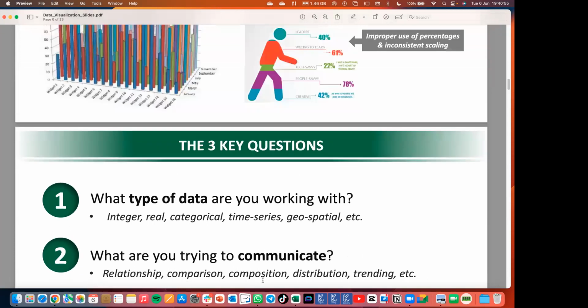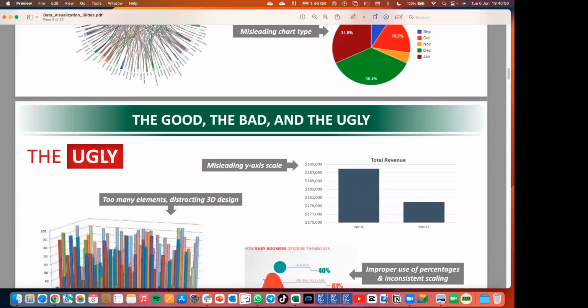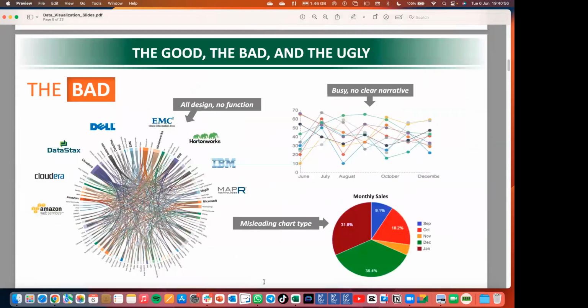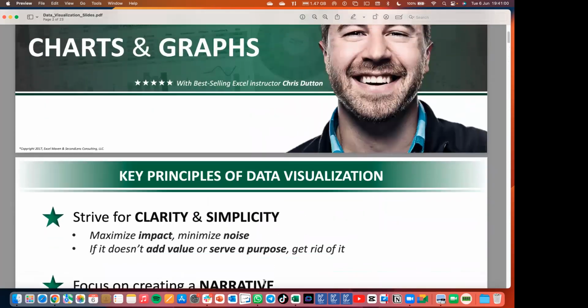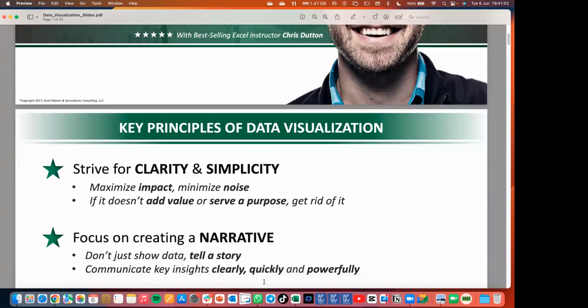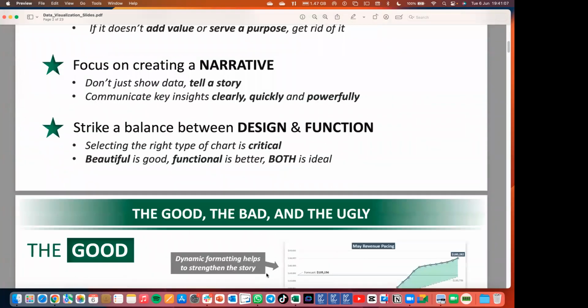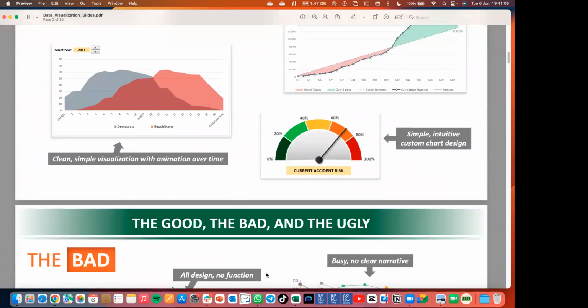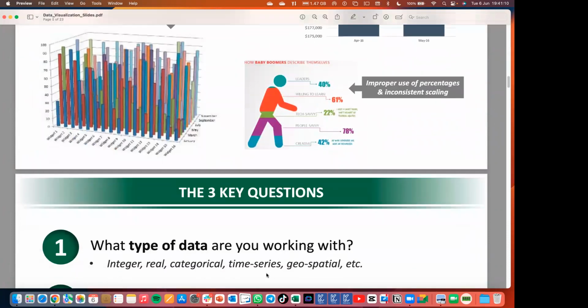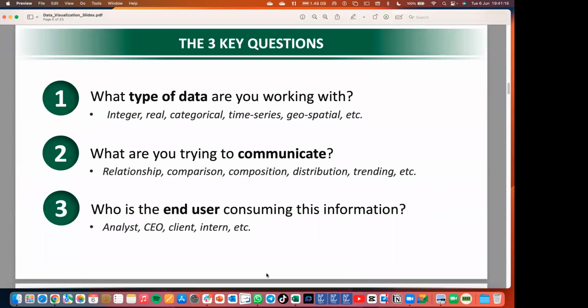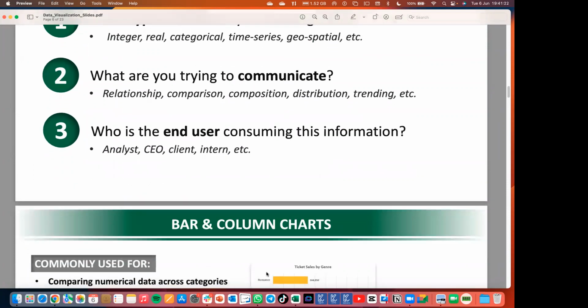So here I'm just doing a recap. We have looked at the principles of data visualization. We looked at the basic 3, very simple and short. We have looked at the charts, the good, bad, and ugly. We have looked at the 3 key questions you should always ask yourselves. The moment you ask yourself these questions and your data speaks to exactly the answers you have in your head, then you're perfect to go ahead and present.